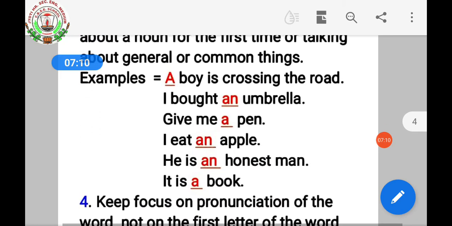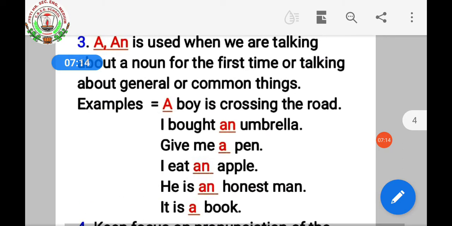Okay, now see the example. A boy is crossing the road. So who is that boy? What is the age of that boy? What is he wearing? Where is he going? We are not giving any details of that boy. Simply saying the sentence: A boy is crossing the road.